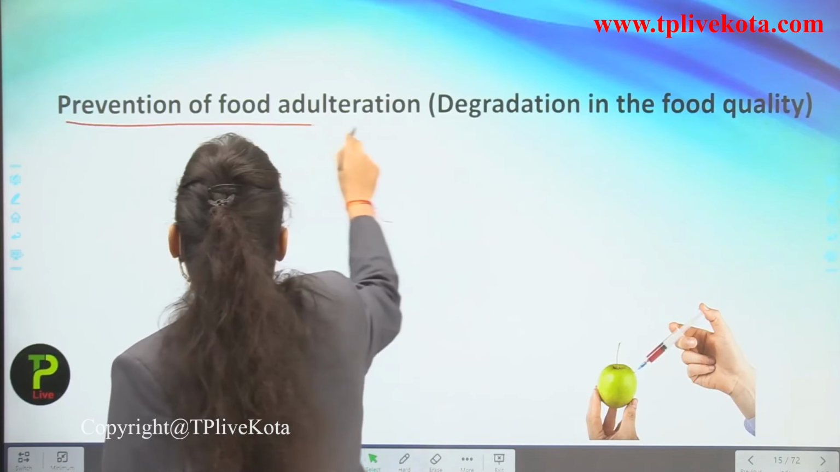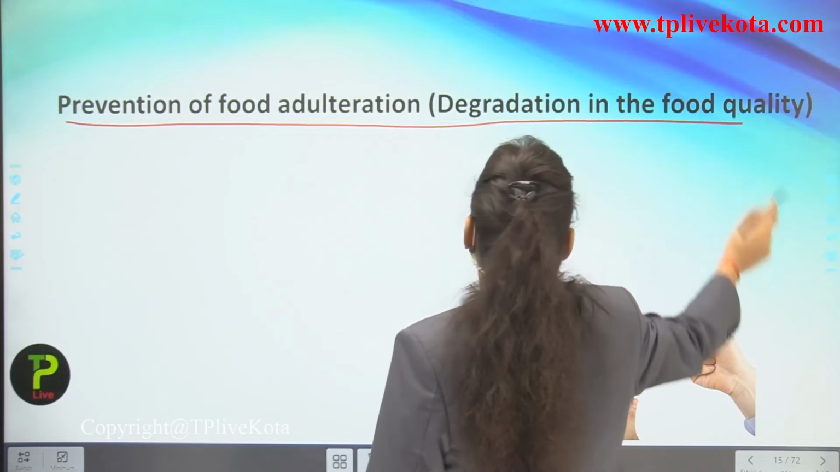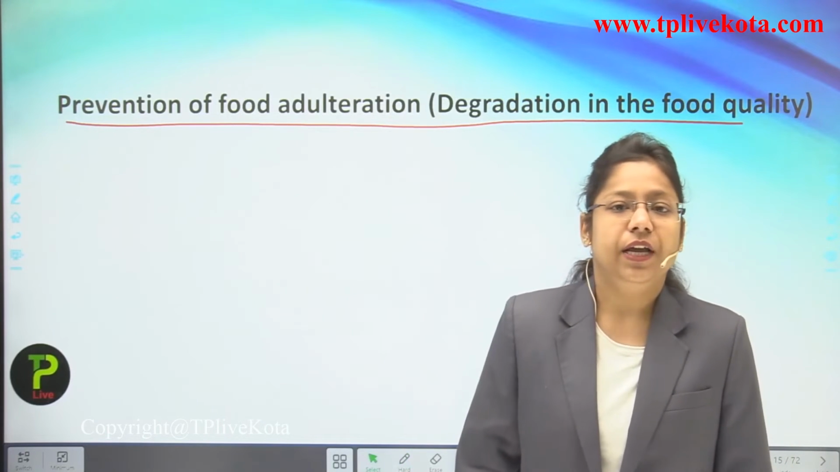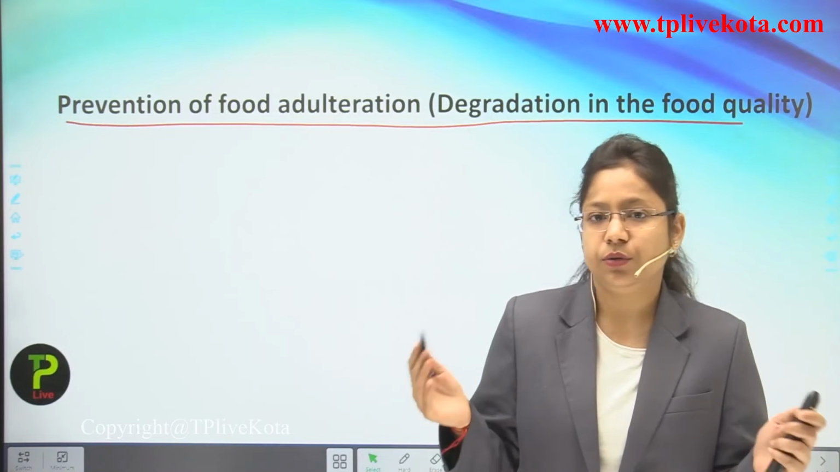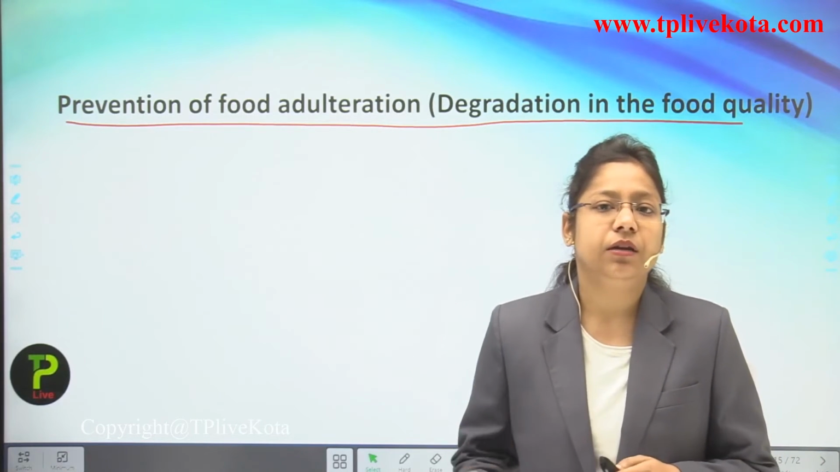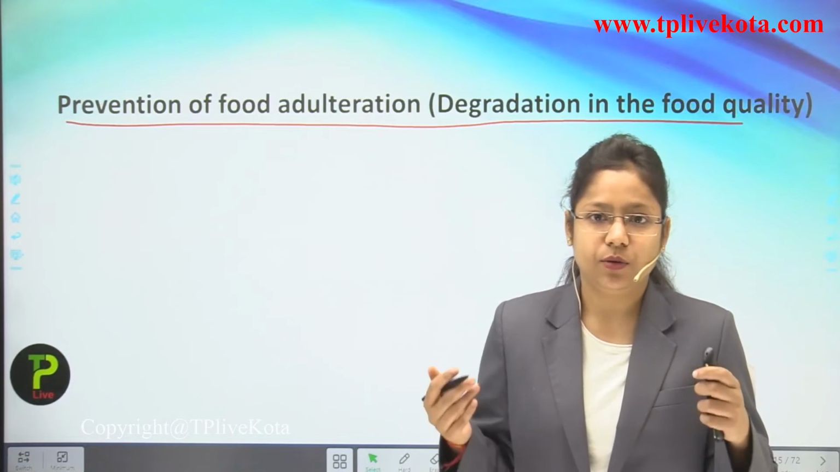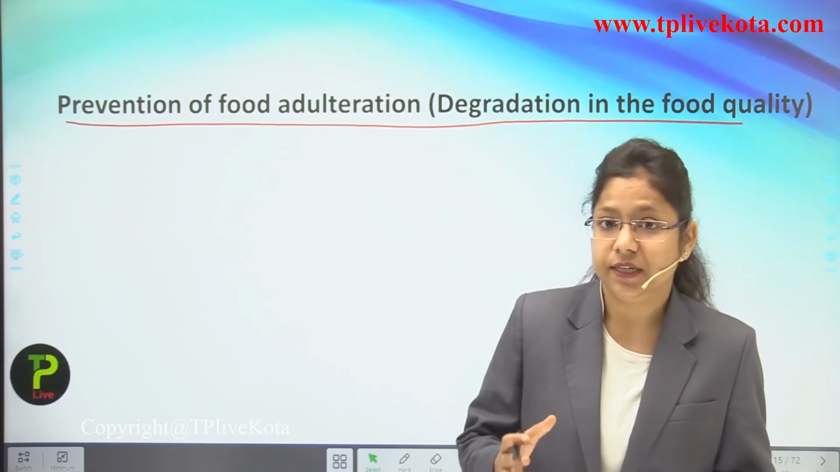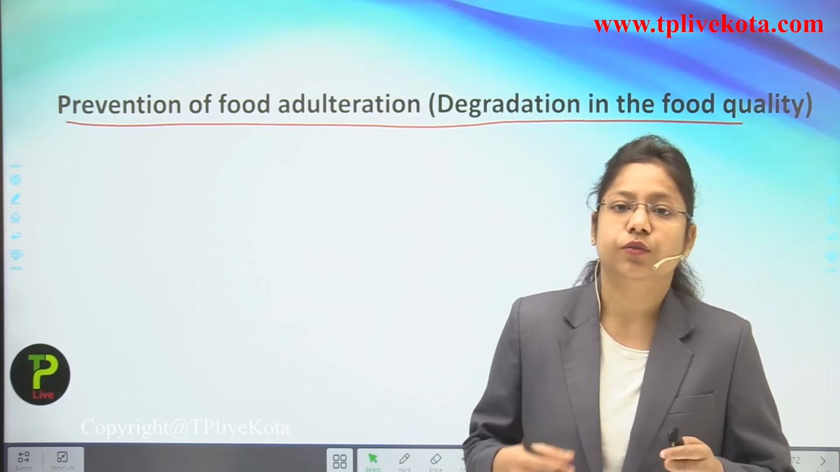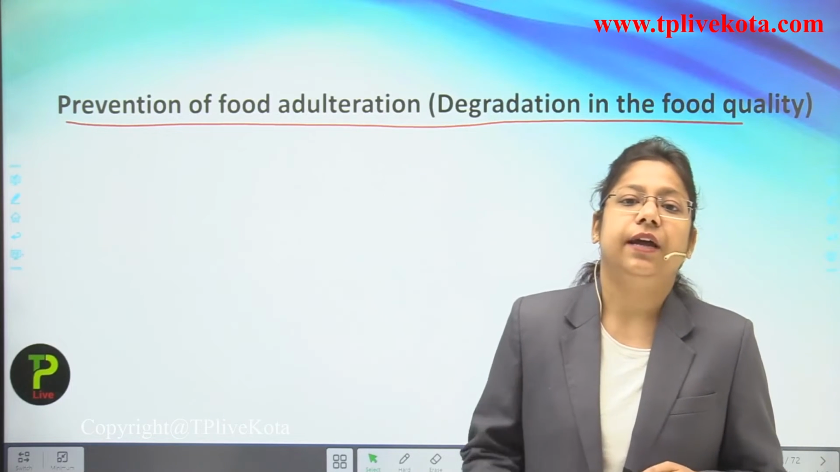Now, prevention of food adulteration, degradation in the food quality. Actually, we use adulterated food. How? We are going to the market. Okay, we do not know about the adulterated food. Like, we are just buying milk or ghee from the market. Okay, and they are very, very adulterated. Okay, some substances are added to them. They are very harmful for us. So, we should avoid using these kind of foods.